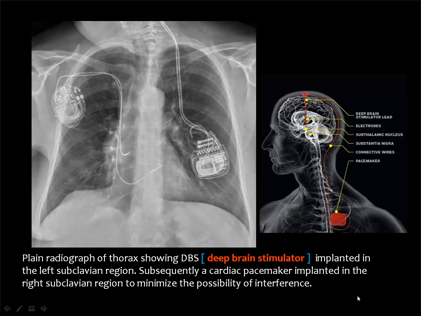Sometimes the patient may have two pacemakers, one to stimulate the heart and the other to stimulate the brain, which is known as DBS, or deep brain stimulator. At that time, one of the pacemakers should be located on the left side and the other one is put on the right side in order not to interfere with each other.